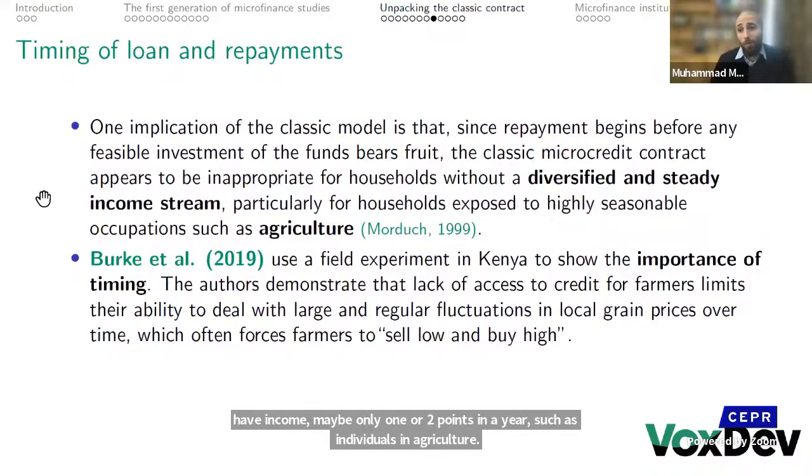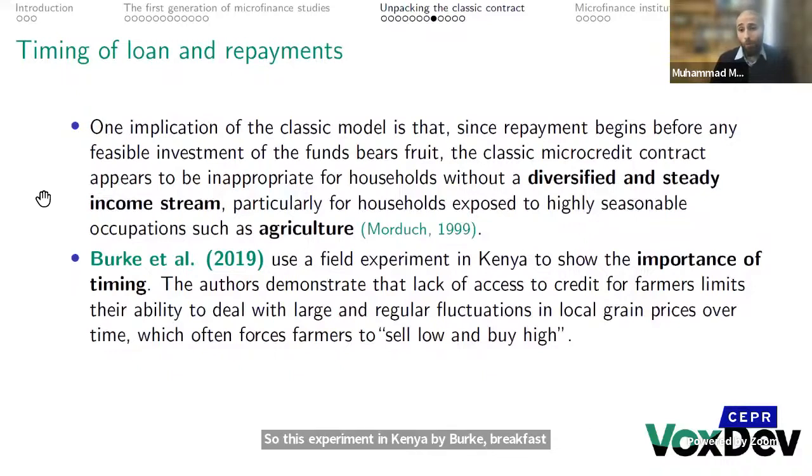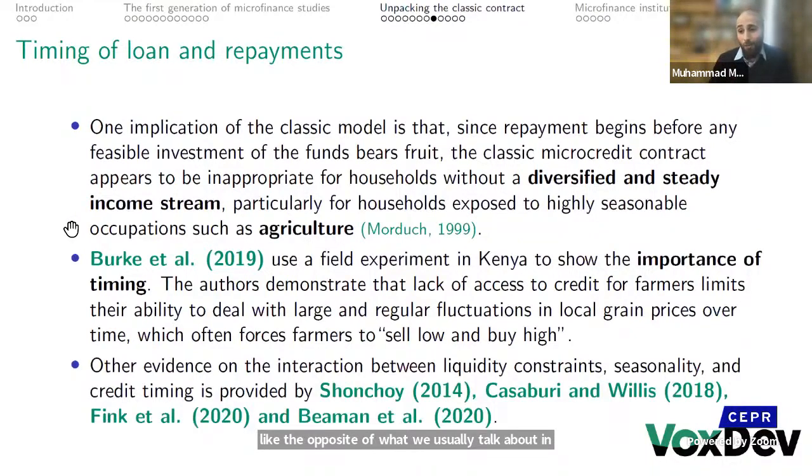And so this experiment in Kenya by Bergquist and Miguel shows really the importance of timing. So they show that farmers who are producing grain, grain prices are fluctuating throughout the year, and they're often having to sell their grain at low prices and buy their grain at high prices, which is like the opposite of what we usually talk about of arbitrage in finance. You usually want to buy low, sell high. And so they find that because farmers don't have access to credit, they're often having to sell their grain at the worst time in terms of prices to pay for school fees and other obligations, and then having to buy it back at higher prices. But once they offer them credit, they're able to improve outcomes for themselves. So there's an important other work here on liquidity constraints, seasonality, and credit timing.